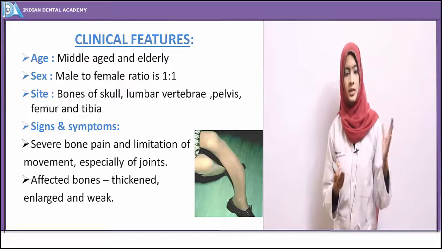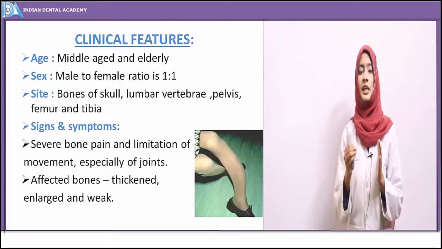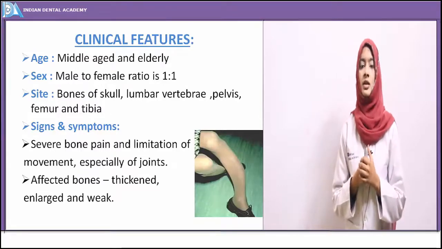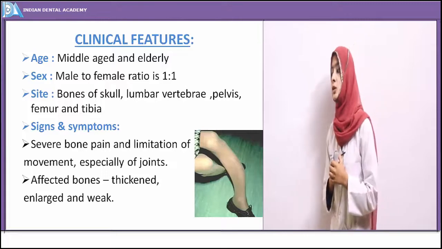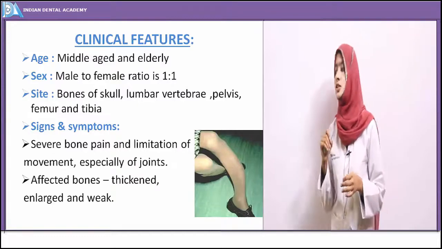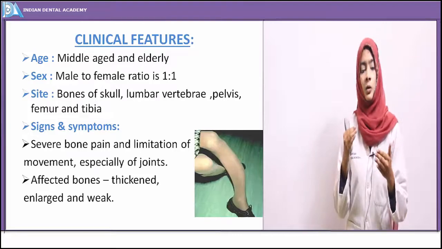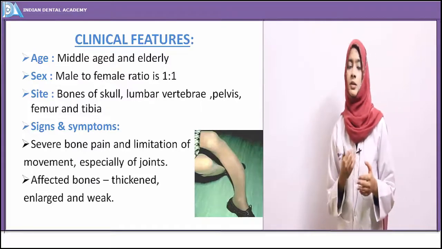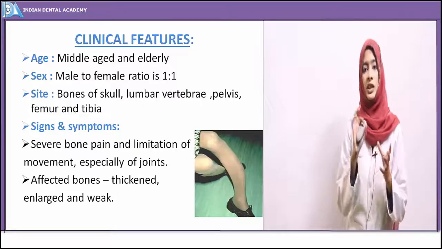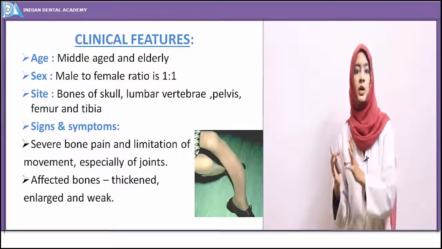Initially the disease is asymptomatic, or there is a very dull aching pain. There are limited movements of the joints. Whatever joints are involved, suppose the femur and tibia, they show limited movement or weakening of the joints. The patient may complain of weakening of the joints or limited movement along with a dull aching pain. So Paget's disease is a remodeling of bone.